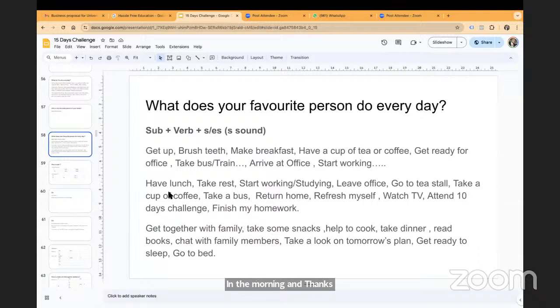Then she prays salat. Then all the family members. Then she calls my younger sister. Then she works out, then she makes snacks, then dinner, then she starts tomorrow's plan, and then she goes to sleep.